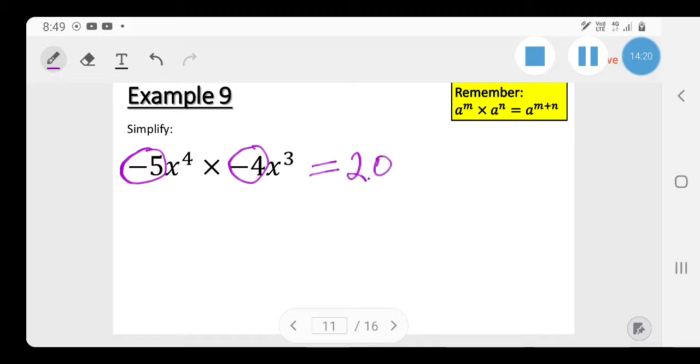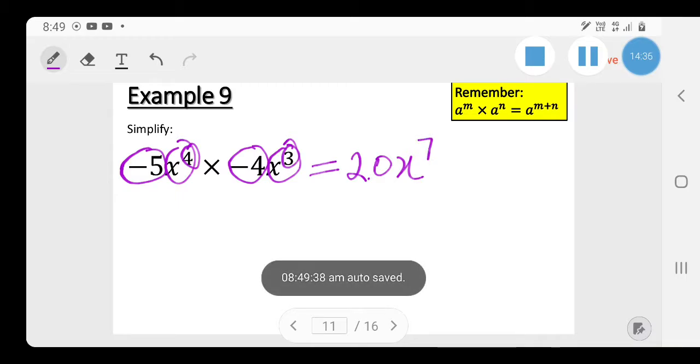Easy. All right, now we're going to deal with the pronumeral parts. So the base is x, and the powers are 4 and 3. So 4 plus 3 is 7. So the answer is positive 20 x to the power of 7.